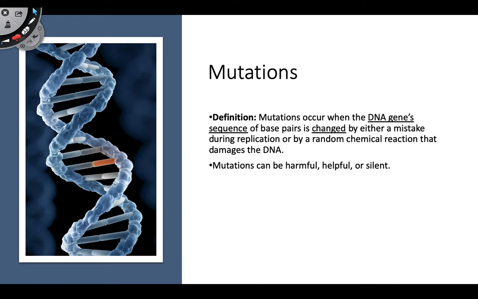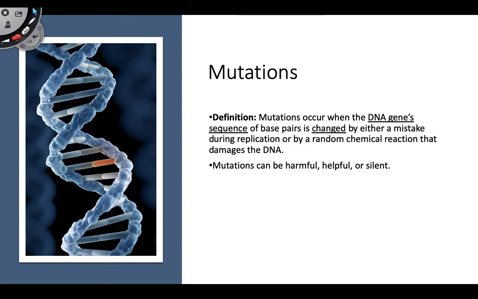You have a flow chart there. And a mutation can occur when DNA's gene sequence of base pairs is changed by either a mistake during DNA replication or by a random chemical reaction that damages the DNA. So then that means that sometimes these mutations are just random. When DNA is replicating during the S phase of interphase, it can just make a mistake. And maybe the mistake is not caught by DNA polymerase.